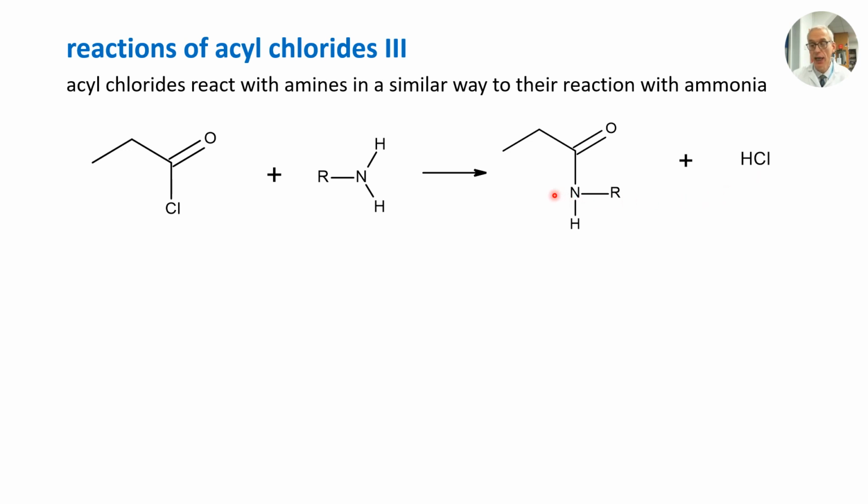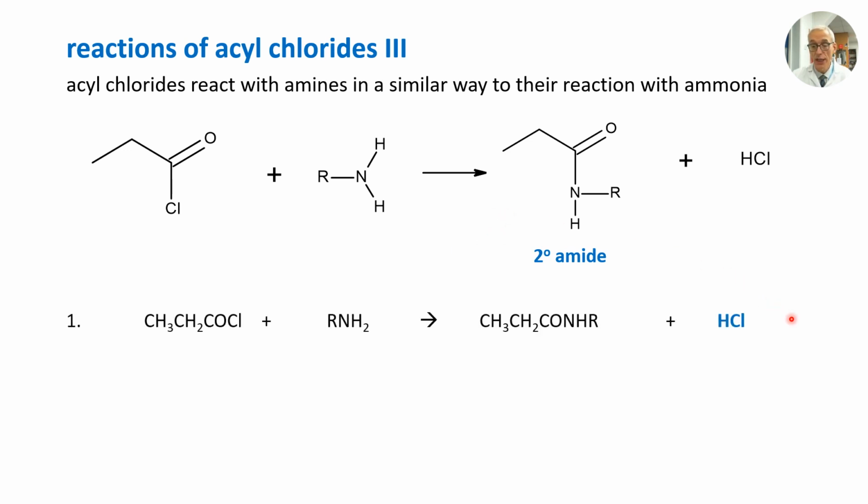Now here we have a secondary amide. The nitrogen here is bonded to 2 carbons. So that is a secondary amide. Carbon double bond oxygen, carbon nitrogen, nitrogen carbon, nitrogen hydrogen. That is a secondary amide.